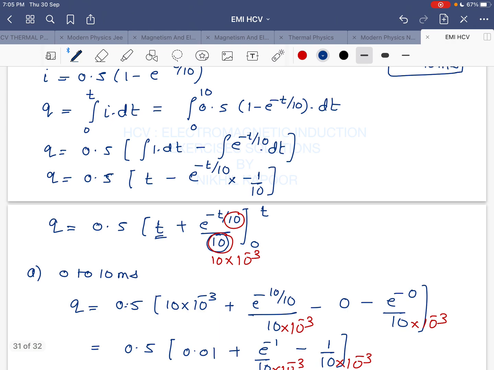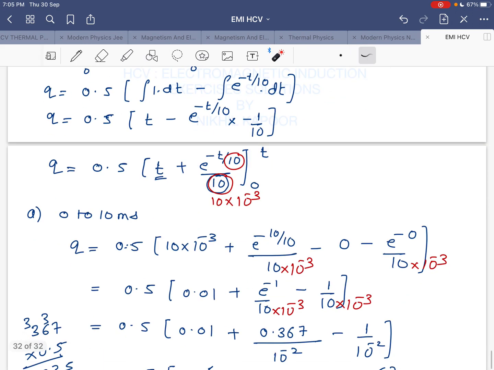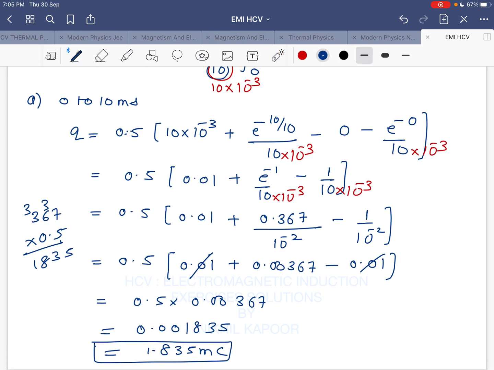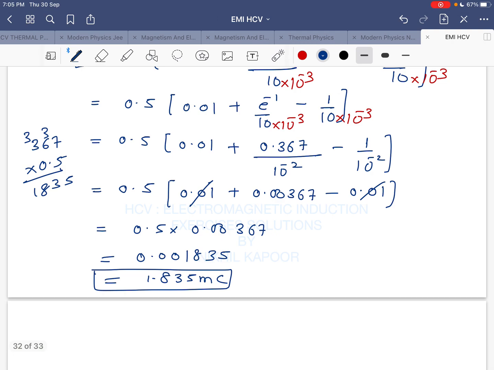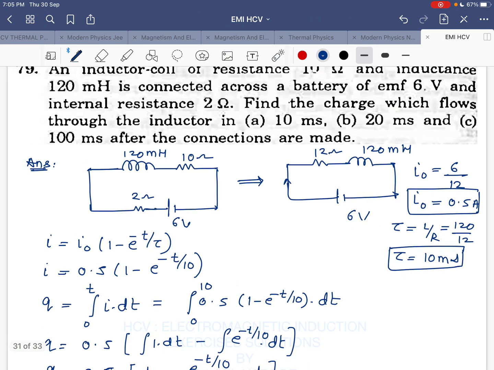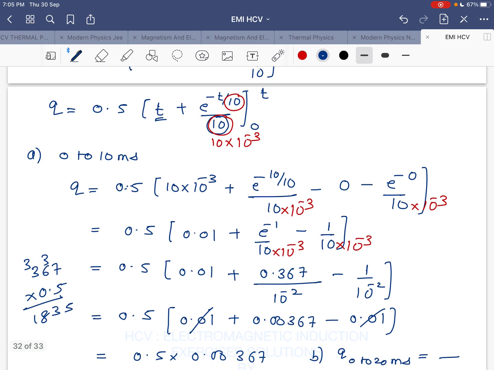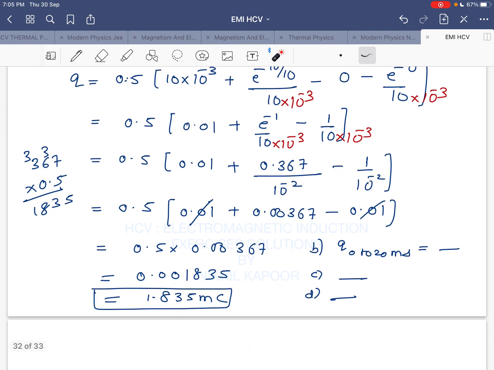Similarly, in the same equation, the only change is this is millisecond, which is 10 to the power minus 3. So this is also minus 3. Okay, you can also solve the B and the C part of this question, that is charge during 0 to 20 millisecond, which can be easily found by substituting the limit. All these parameters can be easily found only by substituting the limit in this equation, that is from 0 to 10, then 0 to 20, then 0 to 100. Okay, thank you.